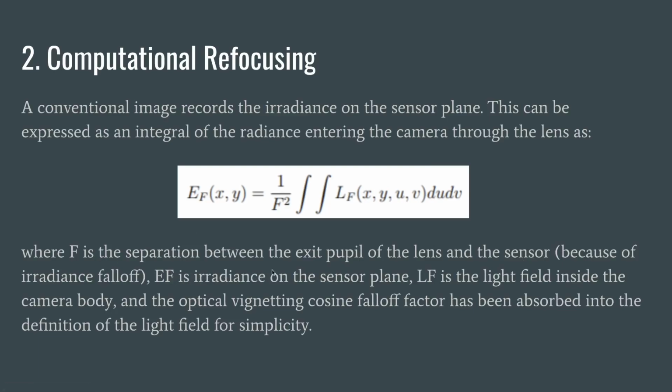EF is irradiance on the sensor plane. LF is the light field inside the camera body. And the optical vignetting cosine falloff factor has been absorbed into the definition of the light field for simplicity. So this is kind of like the same equation that we've been talking about in all these ray tracing lectures, just written a little bit differently.